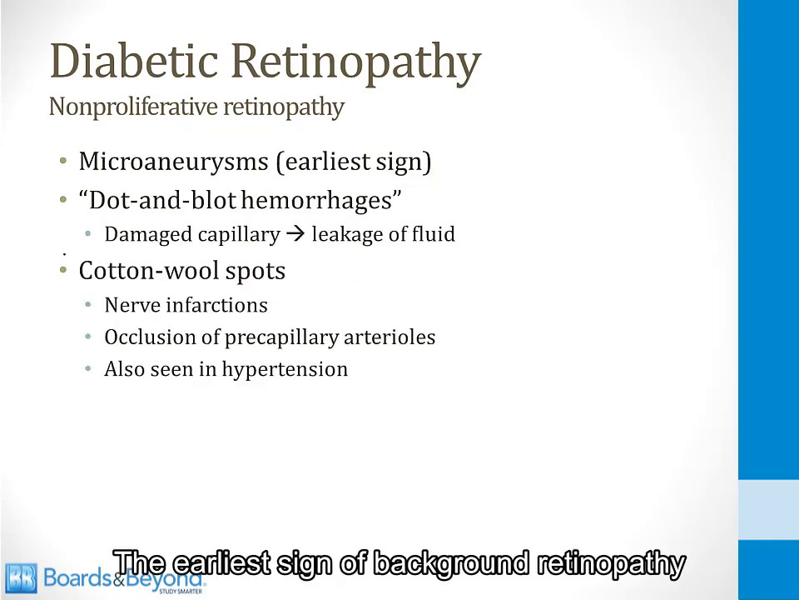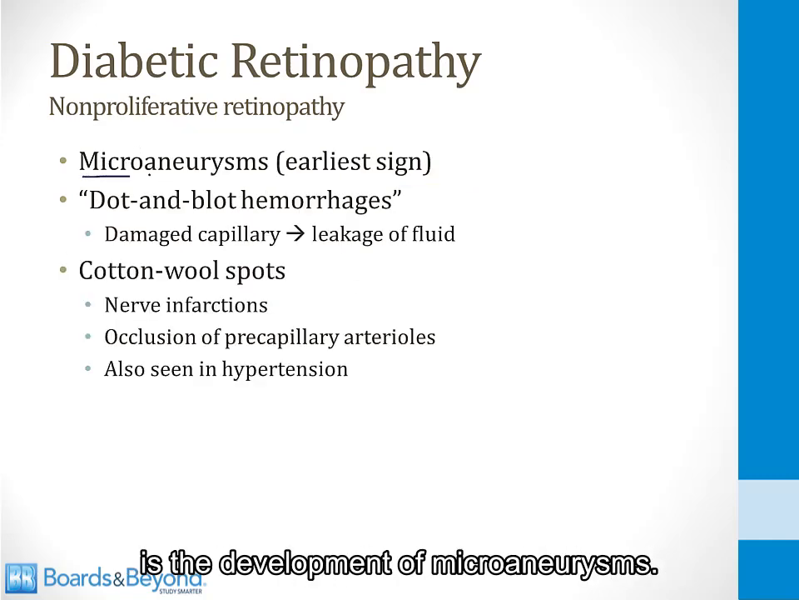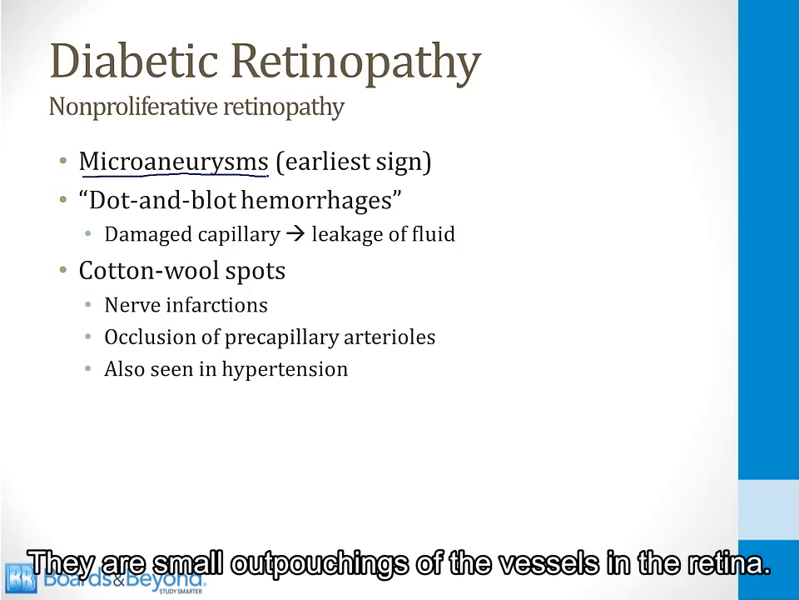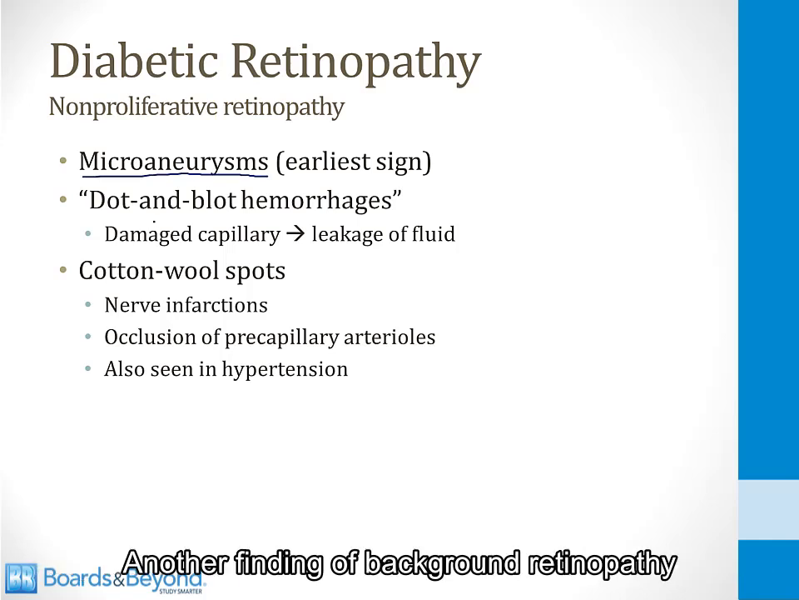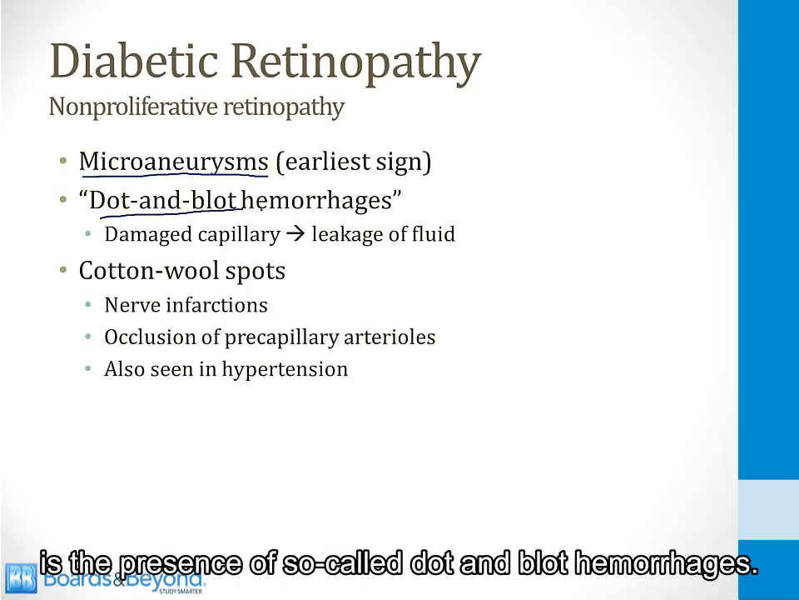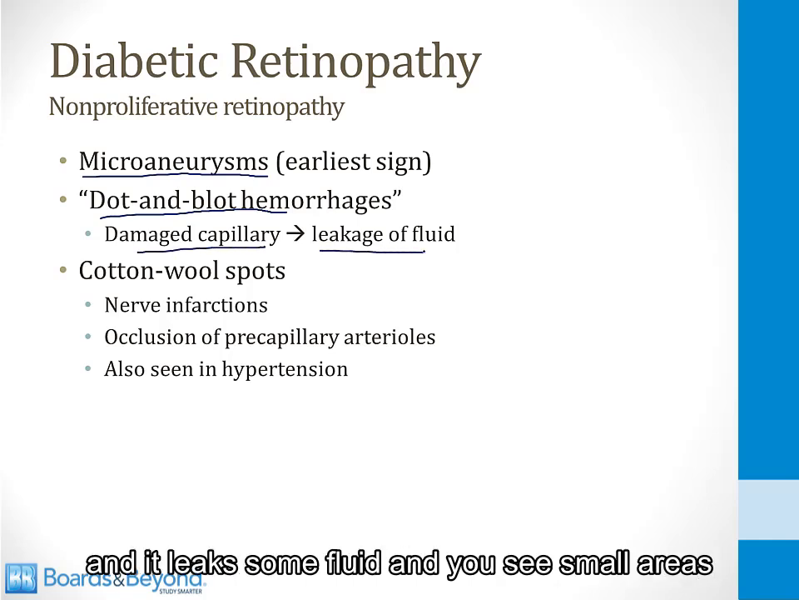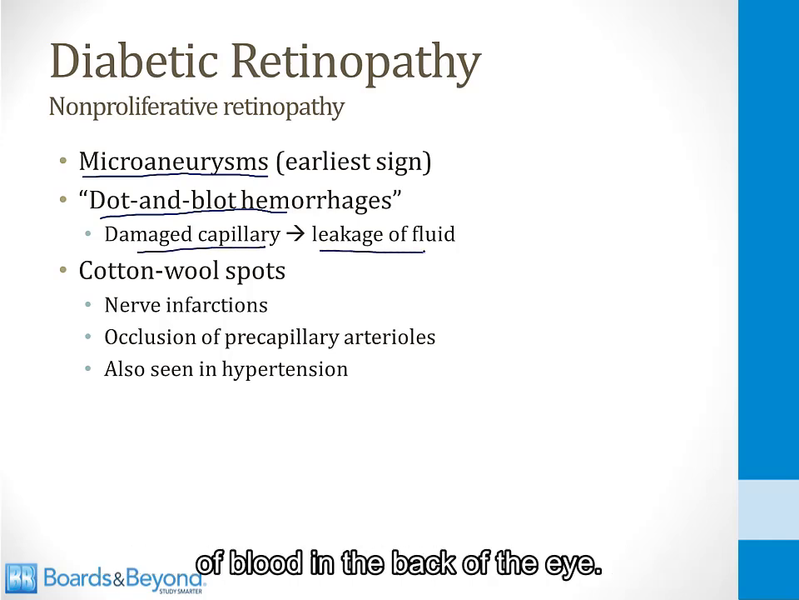The earliest sign of background retinopathy is the development of microaneurysms. These are very difficult to see on fundoscopy. They are small outpouchings of the vessels in the retina. Another finding of background retinopathy is the presence of so-called dot and blot hemorrhages. These occur when a capillary becomes damaged and leaks some fluid, and you see small areas of blood in the back of the eye.